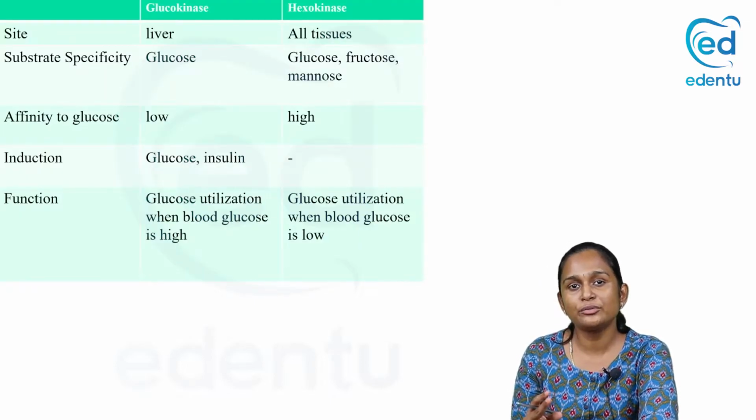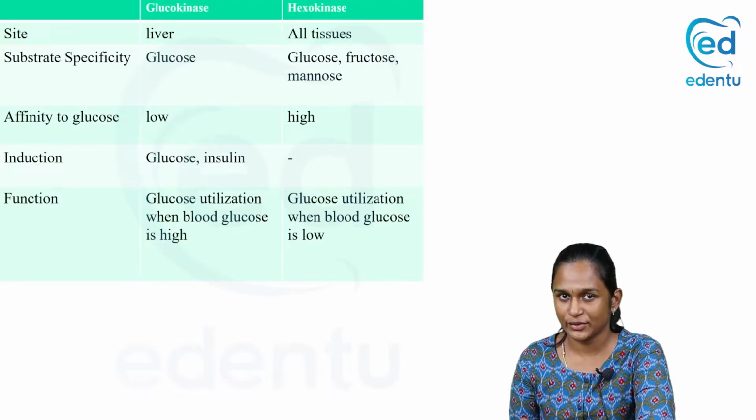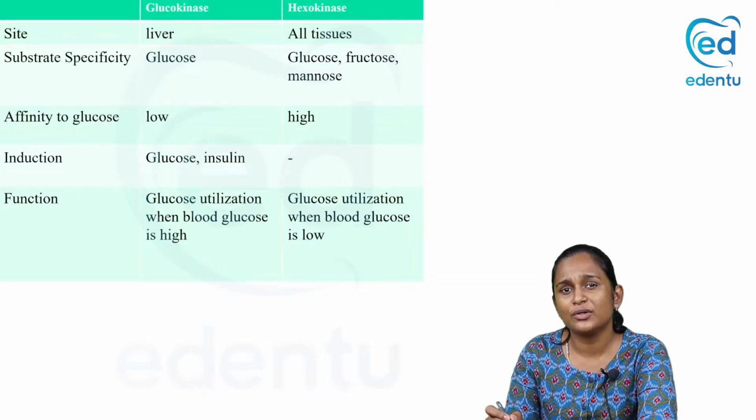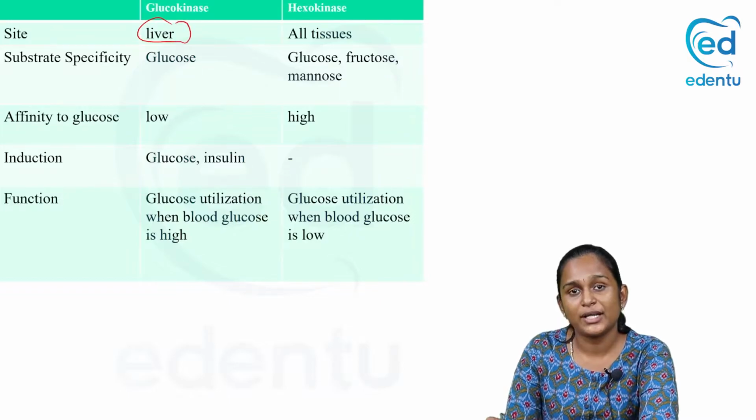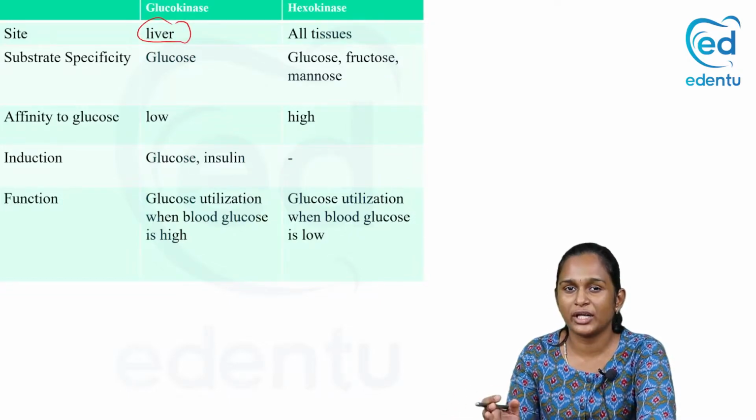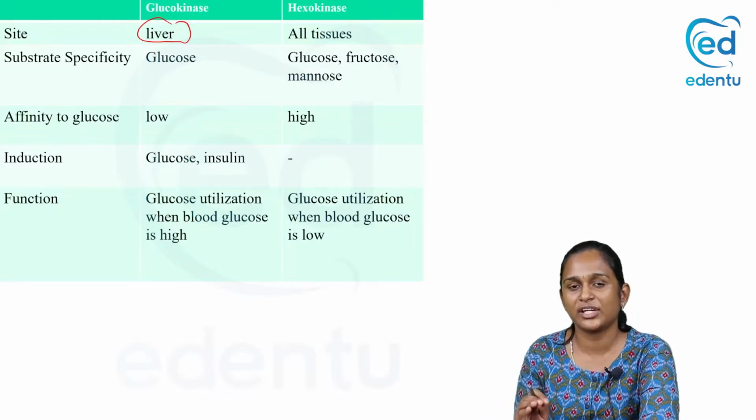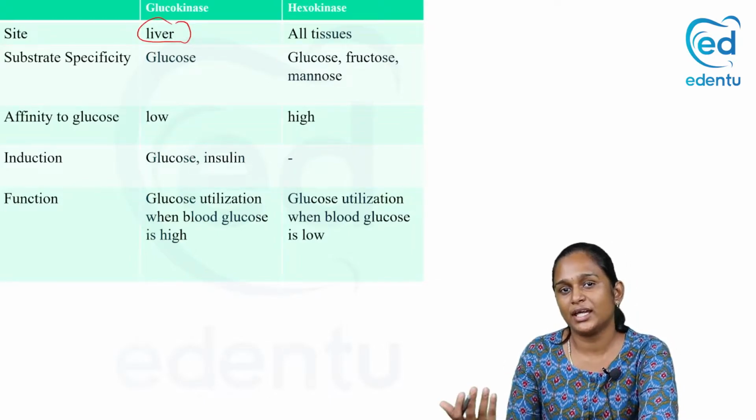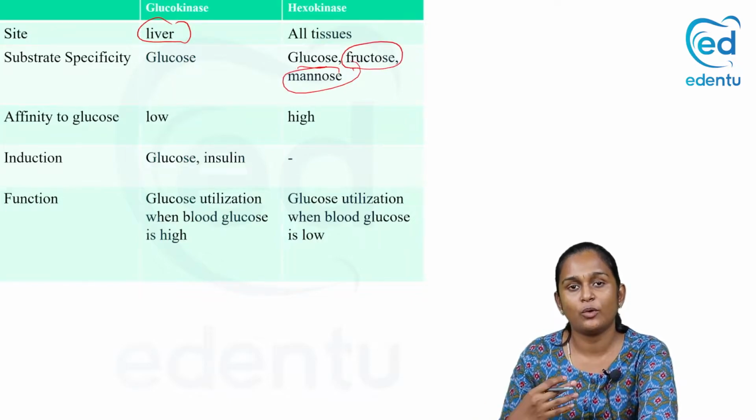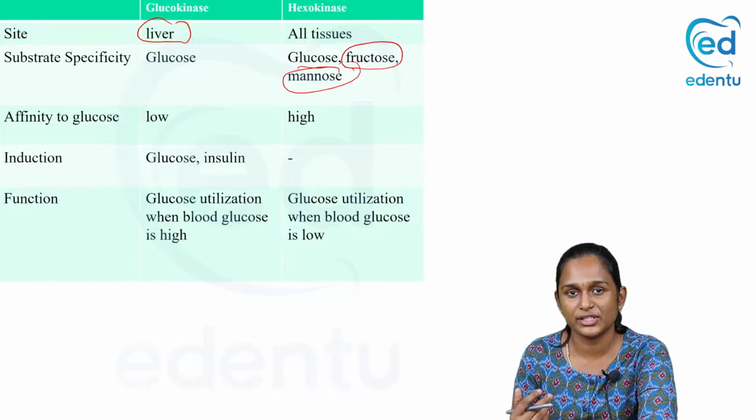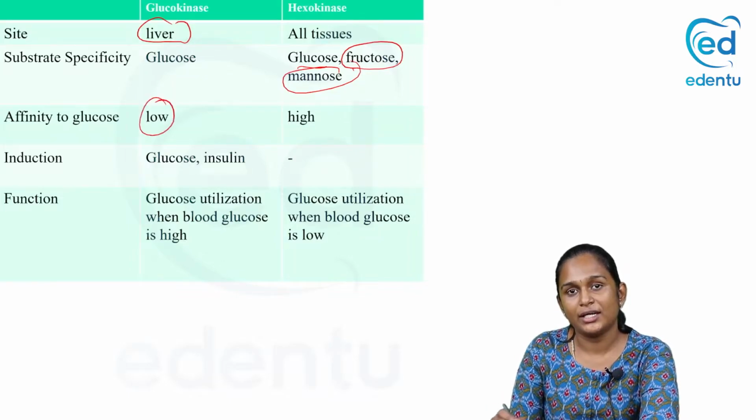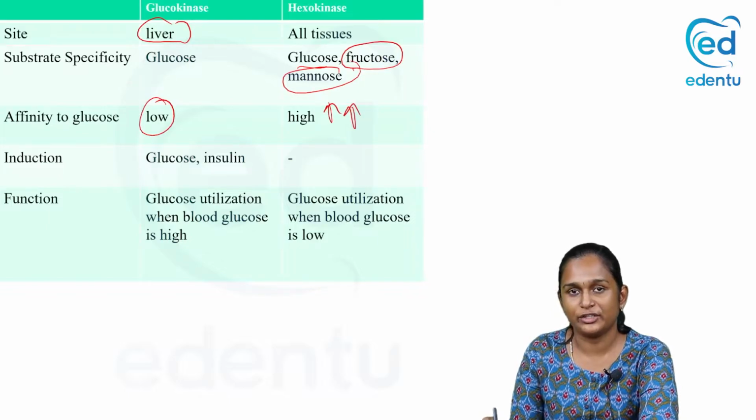So I told you two enzymes, right? Glucokinase and hexokinase. So what is the difference? If you see where it is present, glucokinase is present in liver, but hexokinase is present in all the other tissues. And what is the substrate? For glucokinase, only glucose can be the substrate. For hexokinase, it can be any hexose: glucose, fructose, or mannose. What about the affinity for glucose? Glucokinase has very low affinity to glucose, and hexokinase has more affinity to glucose.